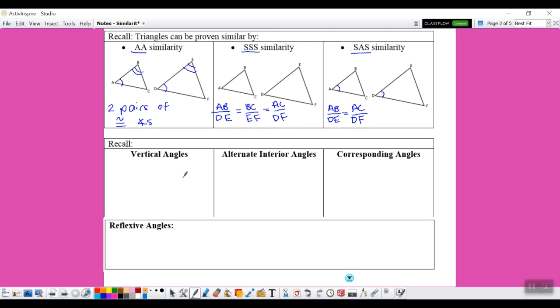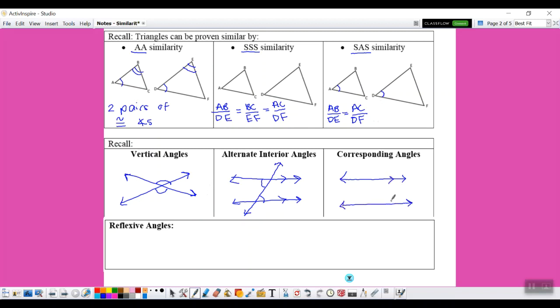Some things from previous units that we're going to need today are vertical angles. So that'll be when 2 lines cross. Those are the angles right across from each other and they're congruent. Alternate interior angles, that's when we have 2 parallel lines with a transversal. The alternate interior angles are congruent. And corresponding angles are when 2 lines are parallel. And then if they're in the same position, they're congruent.